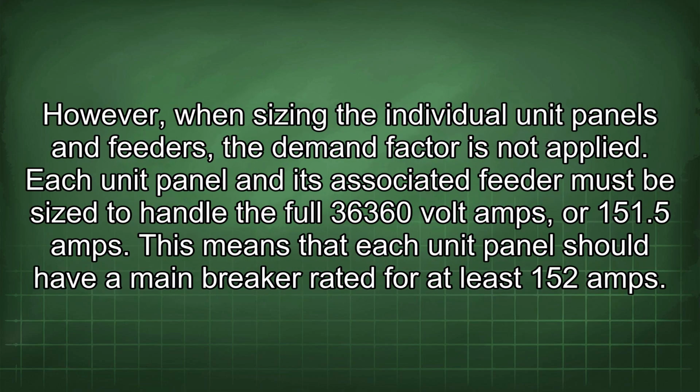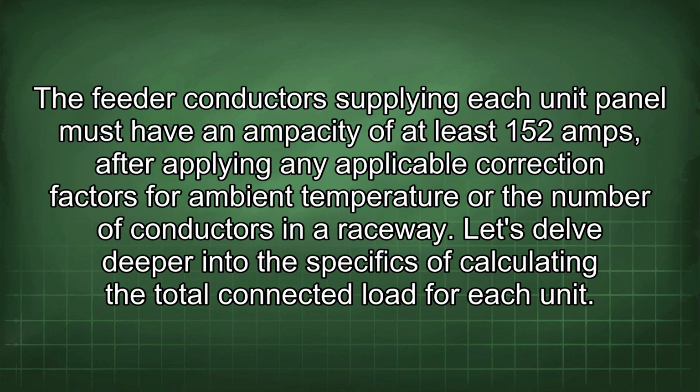However, when sizing the individual unit panels and feeders, the demand factor is not applied. Each unit panel and its associated feeder must be sized to handle the full 36,360 volt amps, or 151.5 amps. This means that each unit panel should have a main breaker rated for at least 152 amps. The feeder conductors supplying each unit panel must have an ampacity of at least 152 amps, after applying any applicable correction factors for ambient temperature or the number of conductors in a raceway.